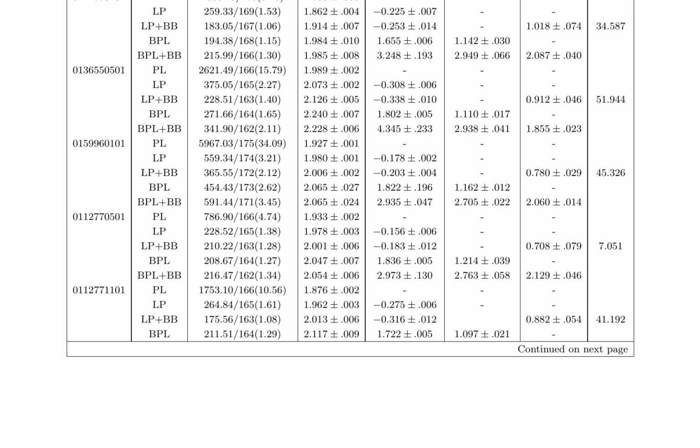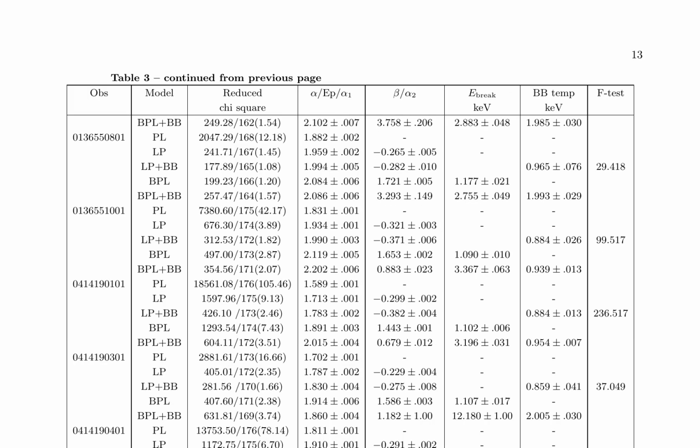By leveraging the OMR's strengths, researchers can develop more accurate and reliable models, ultimately leading to more informed decision-making and improved outcomes. Comparative analysis of X-ray spectral fitting models. This table presents a comparative analysis of different models for X-ray spectral fitting, including power law (PL), blackbody (BB), broken power law (BPL), and combinations thereof.